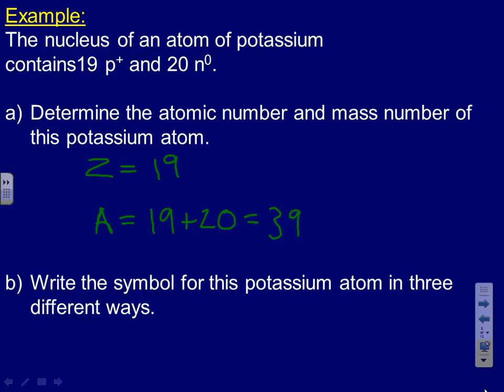Okay. Write the symbol for this in 3 different ways. Somebody tell me one way in which we can represent this particular atom using the 3 different methods that I had on the previous page. What's one way of writing this particular atom? 3 different ways. You're going to look at your previous note, the previous slide that you just wrote. You'll notice I had 3 different ways of writing that carbon atom. Transfer that to this potassium atom.